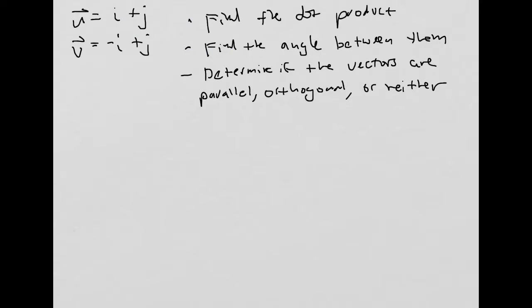All right, so let's go back to the problem and find the dot product. So u dot v in this case: we're going to multiply the respective components here. So we have 1 times negative 1 plus 1 times 1, which does give us 0. So the dot product of these two vectors is 0. What can we conclude?